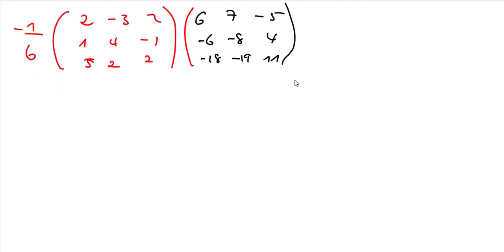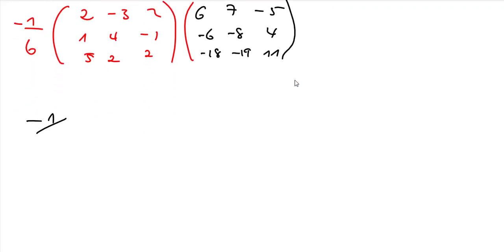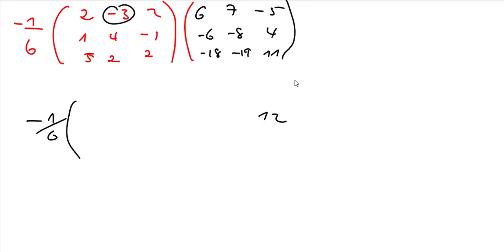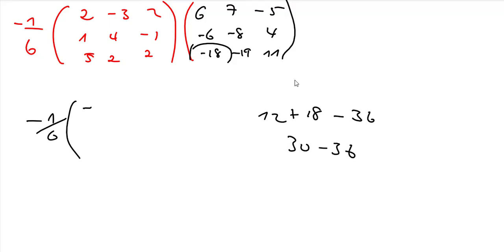Okay, so let's do this multiplication. We have negative 1 on 6. Multiplication follows the order row by column, so the row in the first matrix multiplies the column in the second. So we have 2 times 6, that will be 12. Negative 3 times negative 6 will be positive 18. And 2 times negative 18 will be negative 36. So 12 plus 18 is 30, minus 36, we have negative 6. That's the first entry.